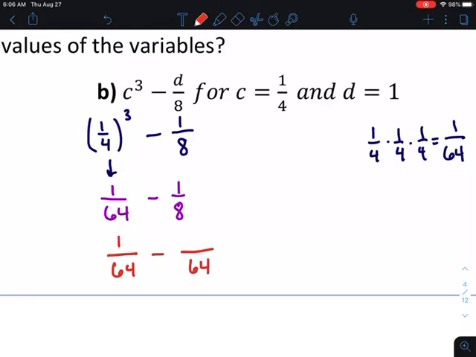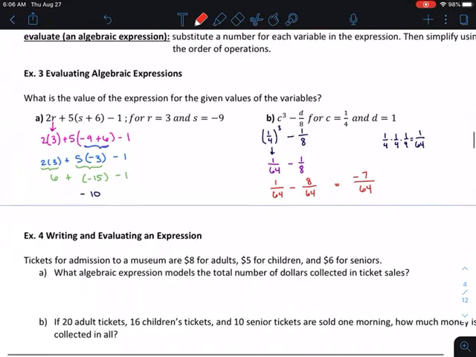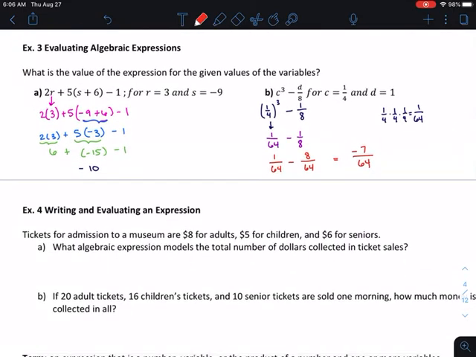So 1/64 stays the same. 8 times 8 is 64, so 1 times 8 is 8. And if I take a 1/64 and I take away an 8/64, we end up with a -7/64. If you can't do that basic math, we should probably talk. Okay? All right. If I ever go too fast, please feel free to pause the video and catch up.